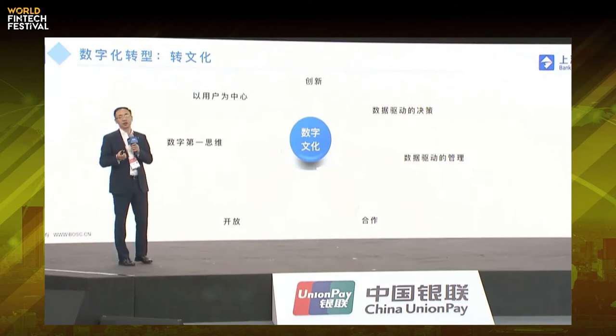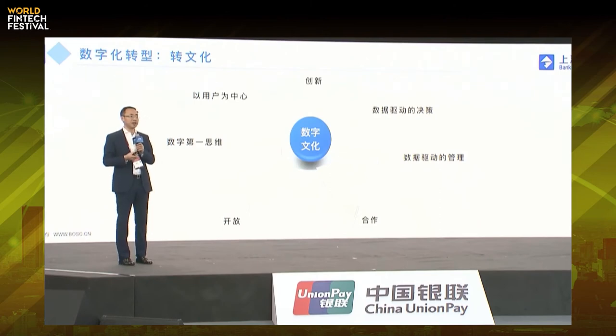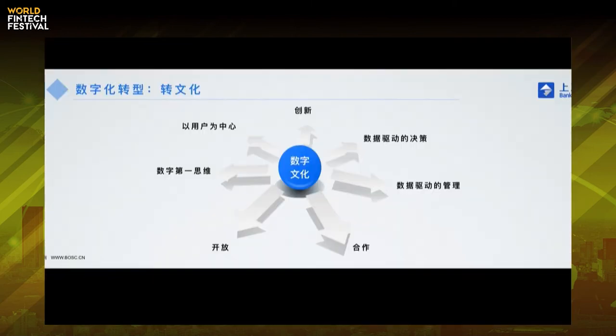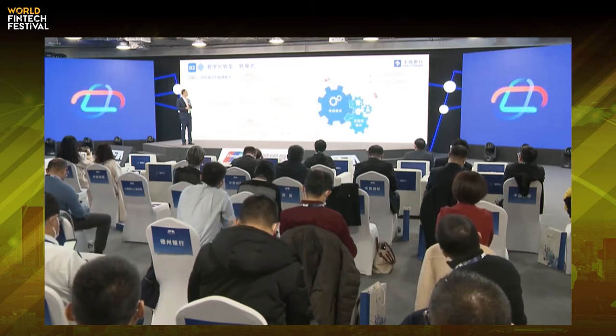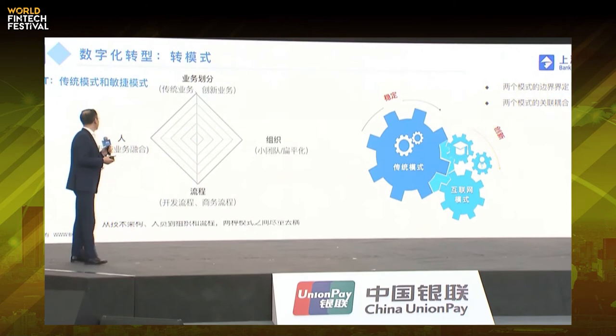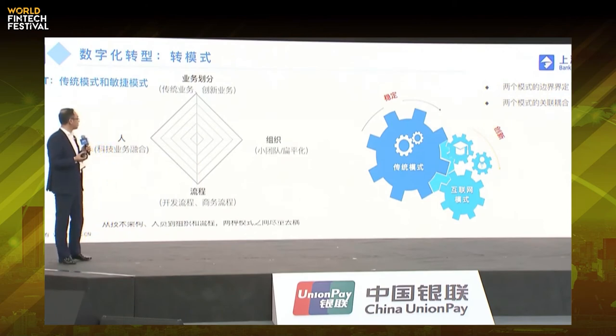For instance, Mr. Tu mentioned UnionPay Cloud, and one feature of it is openness and cooperation. As banks, we need to be open-minded and work with all sorts of partners so as to increase our capabilities and broaden our horizon. This is about changing models or changing patterns. Banks should be stable and agile.